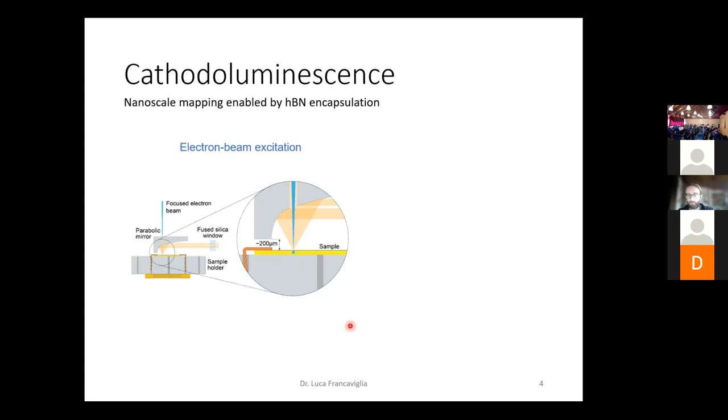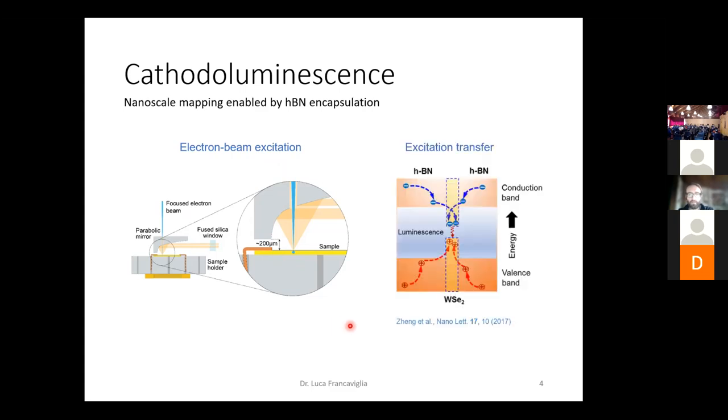I also want to give you one last comment on the technique. When we do cathodoluminescence on hBN-TMD heterostructures, the hBN encapsulation is actually useful because this is the place where most of the electron-matter interaction happens. So we generate most of the electrons and holes in hBN, and then they can flow into the TMD and excite the TMD on its own energy levels. So with this broad introduction, let's go into the study that we have done.